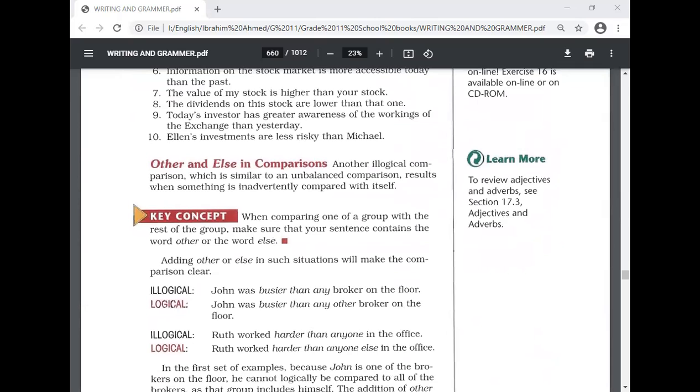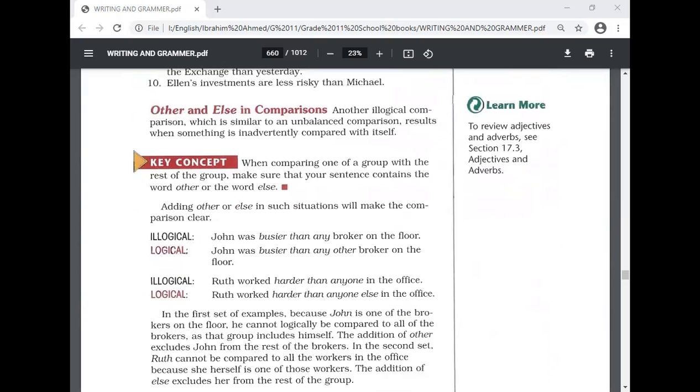Other and else in comparison. Another illogical comparison, which is similar to an unbalanced comparison, results when something is inadvertently compared with itself. Like when comparing one of a group with the rest of the group, make sure that your sentence contains the word other or the word else. Adding other or else in such situations will make the comparison clear.